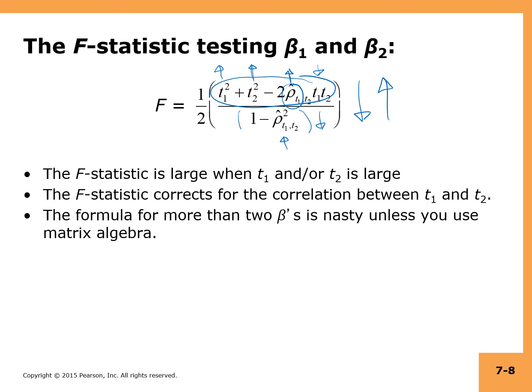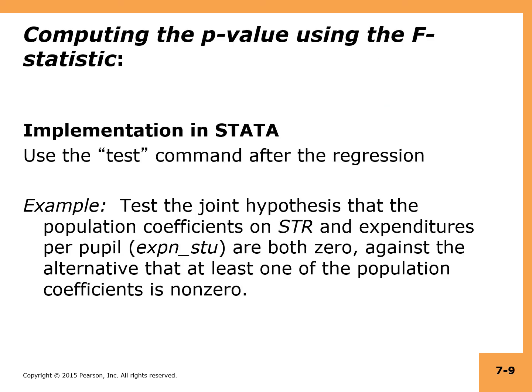The formula for when there are more than 2 betas is very complicated. The good news is that we don't ever have to calculate the F statistic by hand. There is an easy command that we can use in Stata. In Stata, we can use the command called test after running our regression command to conduct the joint hypothesis testing.